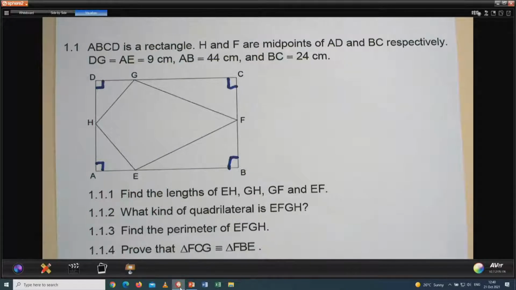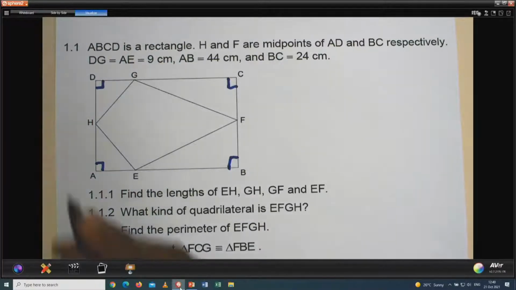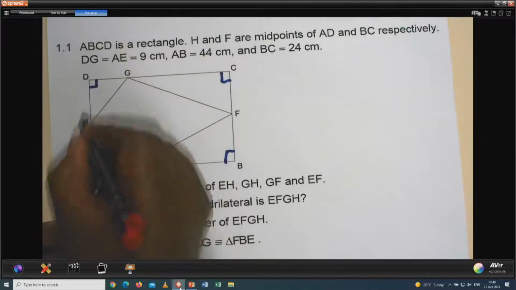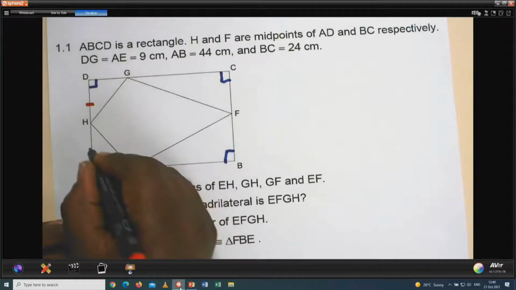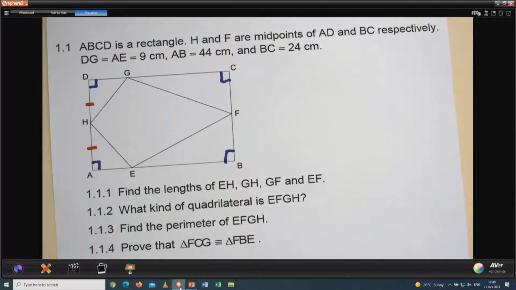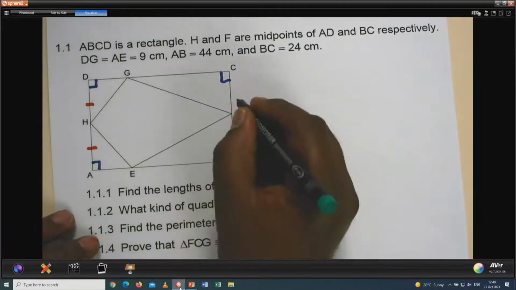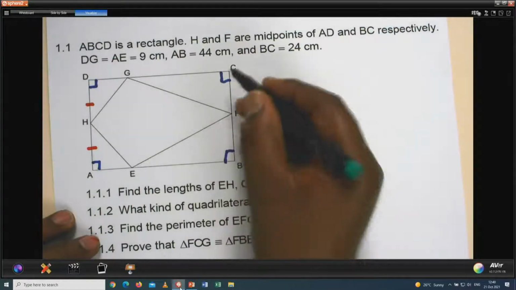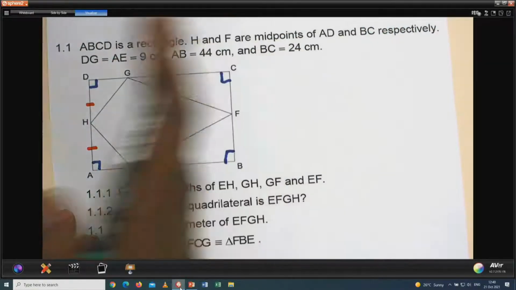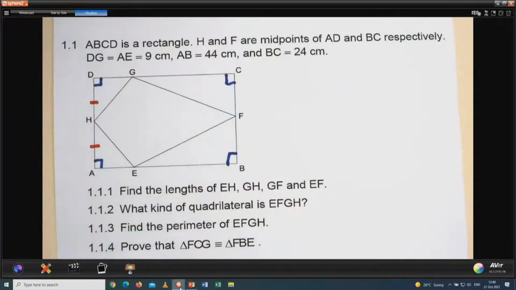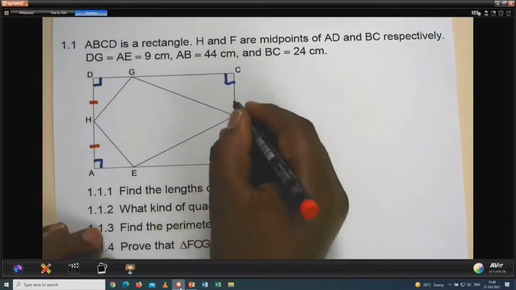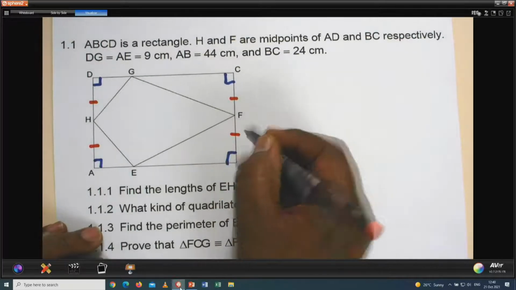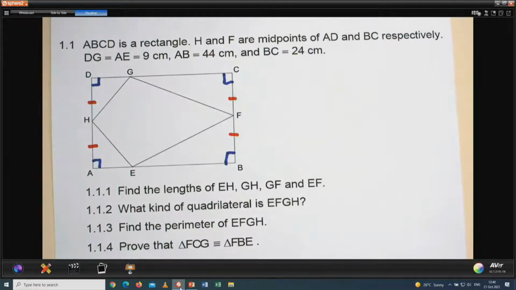H and F are midpoints. H is a midpoint on this line, which tells you this side is equal to this side. You mark it. All right? And then they say F is also a midpoint. Therefore, F, because remember it's a rectangle. If it's a rectangle, opposite sides are equal. Therefore, the midpoints are equal. Therefore, this side is equal to this side. You see, the color is assisting you.